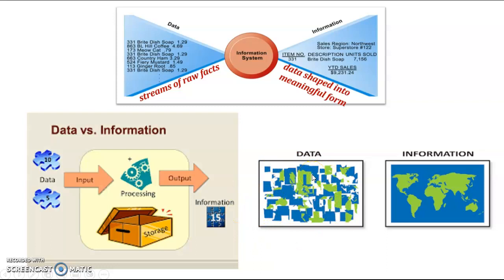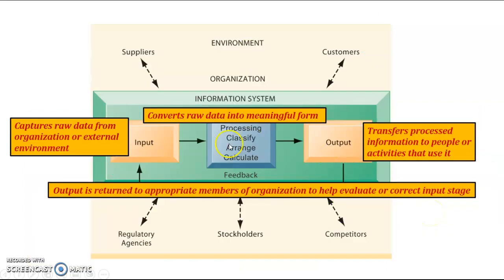It can be so many data, and when you process it, you will take the important ones to become the information, right? So we have the data and information. So we have the input, process, output, IPO. What is input? Input is to capture the raw data from the organization or external environment. What is process? You convert the raw data into meaningful form. You can classify, arrange, calculate, and then you have the output. Output will be the processed information, to people or activities that use it.